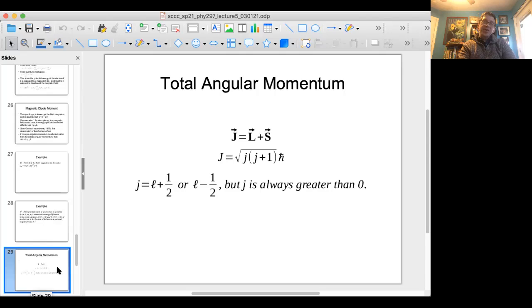So that brings us to the total angular momentum. So vector J is equal to vector L plus vector S. So orbital angular momentum plus spin angular momentum. And that's also quantized, so J is equal to the square root of J times J plus 1 multiplied by h bar. J can be either L plus a half or L minus a half, with the exception being that J is always greater than 0. So if L is equal to 0, J can only be equal to 1/2.